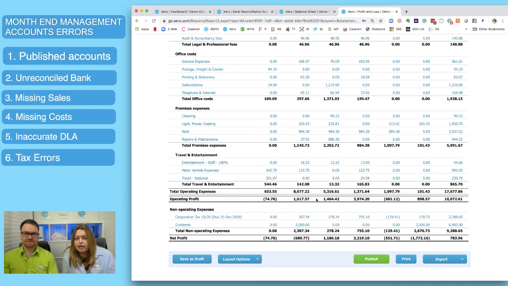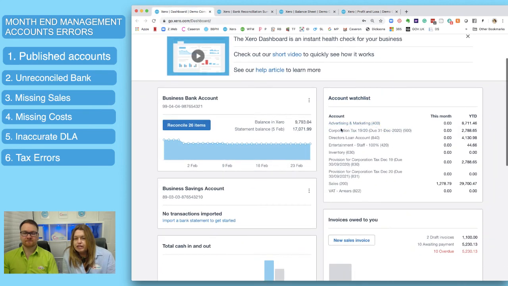Now, one of the things that we like to do in our clients' accounts is have that corporation tax showing on the dashboard. So if we pop over to the dashboard, we can see that the provision for corporation tax for the 31st December 2020 is 2,700, and you can also see that the tax due for 2020. Actually, we've got sort of duplicate account codes here, that's really odd. It has been renamed. I know that's the corporation tax liability in the P&L. Yeah. And that's the liability in the balance sheet.